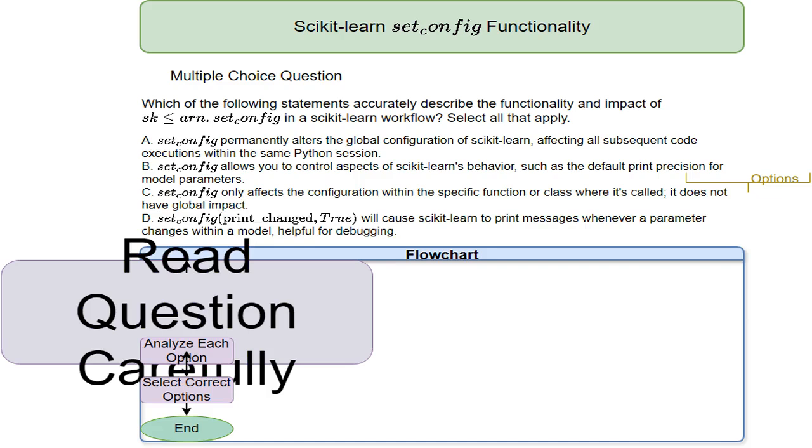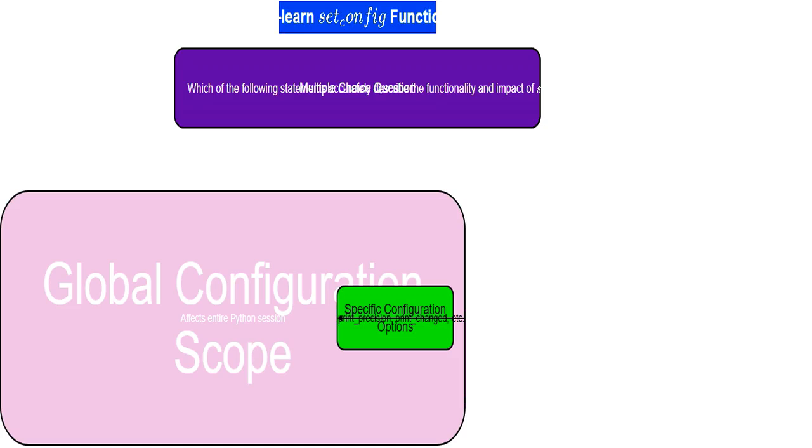Before diving into the choices, it's crucial to thoroughly understand the main question about the sklearn.set_config function. Specific configuration options. This row points to the fact that set_config in scikit-learn doesn't just handle one thing. It offers various customization options. Think of it like a toolbox with many tools. Each tool, or configuration option, lets you tweak scikit-learn's behavior in a specific way.